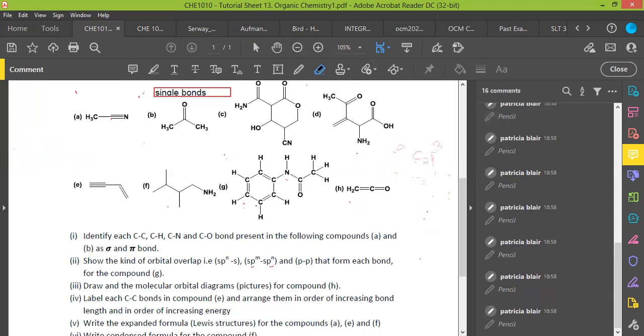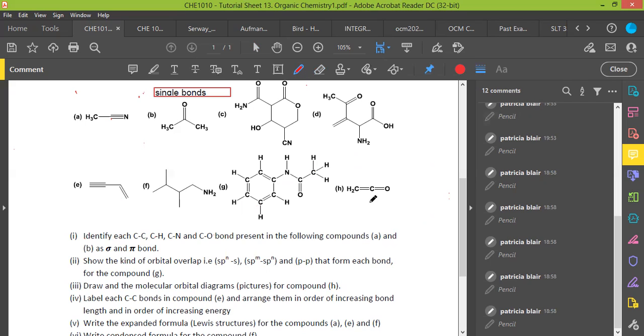So we are coming to this particular question here. Draw the molecular orbital diagram, which is pictured, for compound H. So this is compound H that you have. The orbital diagram you're going to draw is a diagram that is going to show us how the overlaps are happening, which ones are end-on overlaps and which ones are side overlaps.